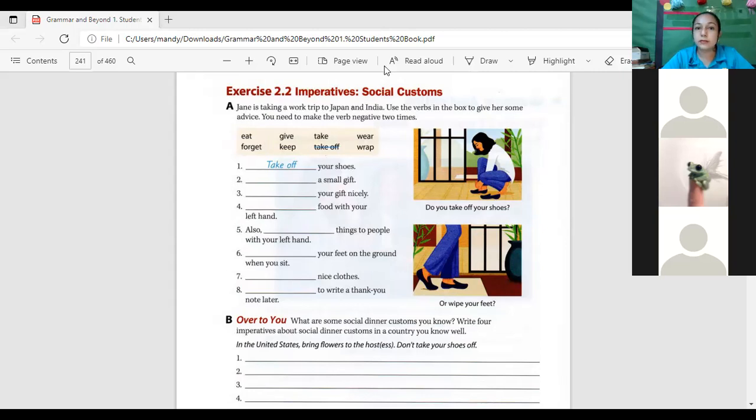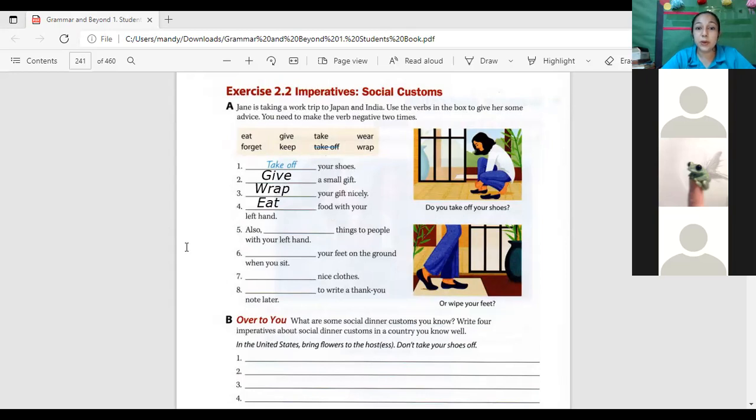Okay, let me write here. Give. Give a small gift. Yeah, this one is okay. Number three, your gift nicely. What do you think the verb is? Okay, wrap, yeah, excellent. In that case it's wrap. Wrap your gift nicely. Number four, food with your left hand. So this one is one of the rules in a restaurant. Eat, exactly. Eat food with your left hand.